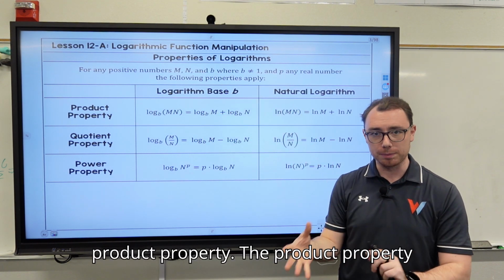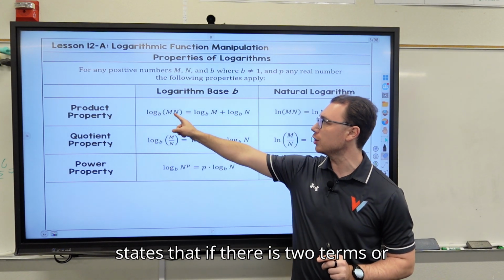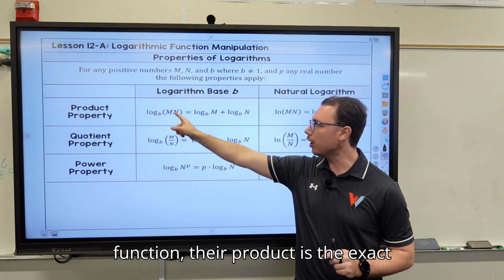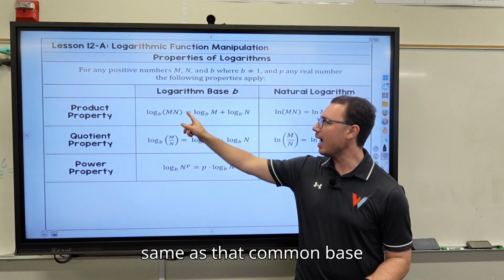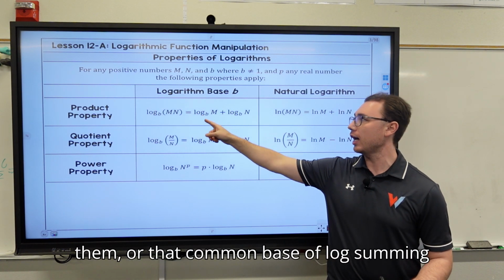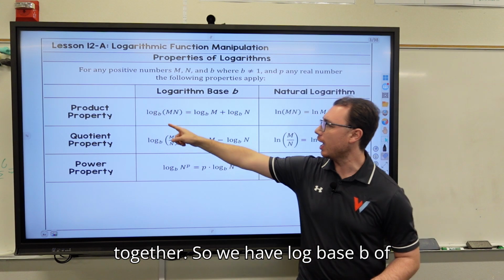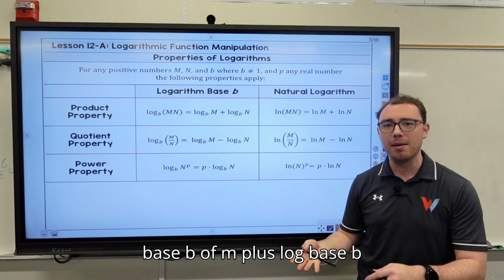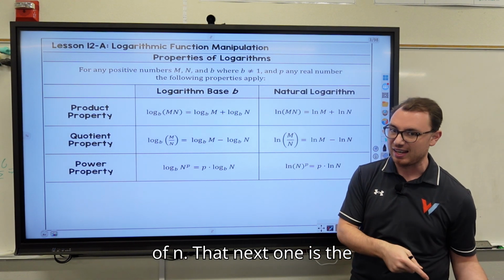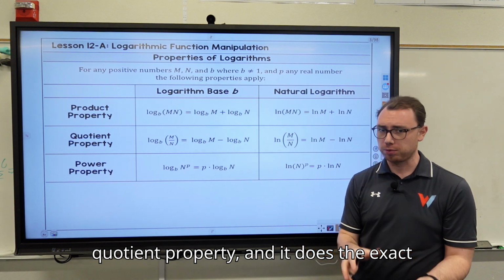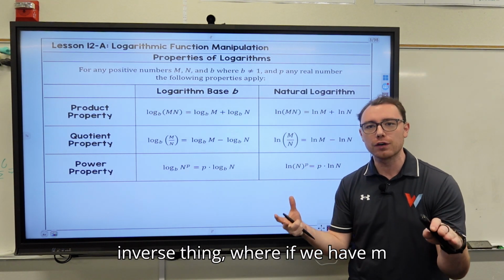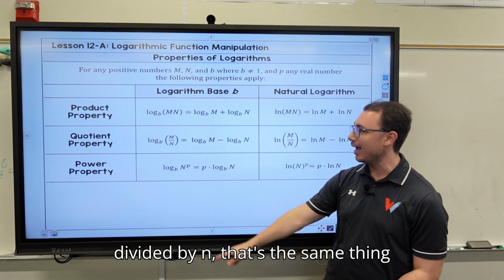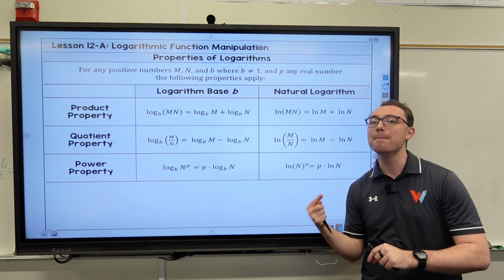First, we have the product property. The product property states that if there are two terms or multiple terms inside of the log function, their product is the exact same as that common base of log summing together. So we have log base b of m times n is equivalent to log base b of m plus log base b of n. That next one is the quotient property, and it does the exact inverse thing, where if we have m divided by n, that's the same thing as just saying log base b of m minus log base b of n.